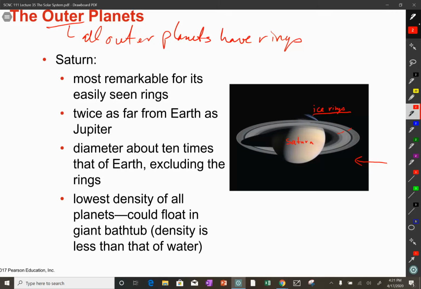Saturn has a couple of other unique things. Saturn is the lowest density of all the planets. It's less dense than water. It is the least spherically shaped planet. Gravity pulls things into a spherical shape. But because of the amount of mass out here in its ring, it actually is distended in the direction of the ring. So we say it's the most oblate of the planets. And while Jupiter was about 11 times the diameter of Earth, Saturn's about 10 times, not counting the rings. And it's twice as far from the Earth as Jupiter. So Jupiter's way out there, and Saturn's double the distance.